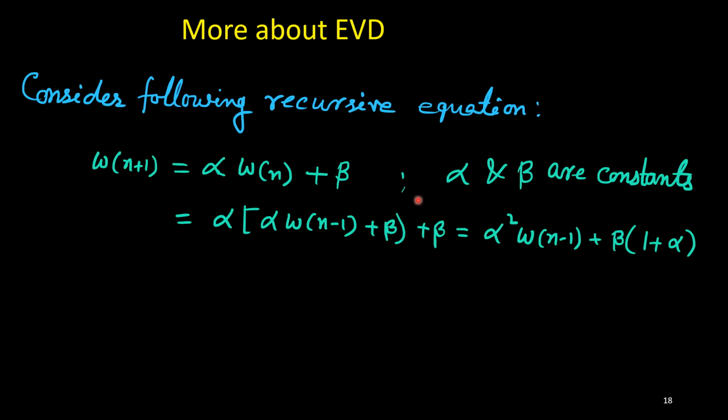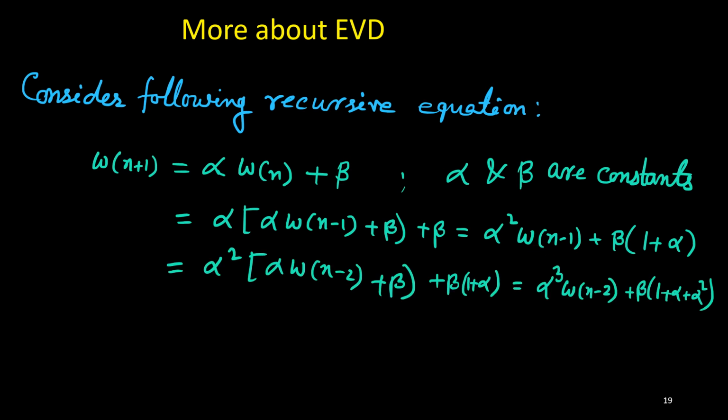Okay. So again, I can replace this Wn minus 1 by alpha times Wn minus 2 plus beta. Then again, if you simplify, this will become alpha cubed W of n minus 2. And here, this alpha squared beta is added with this 1. And beta you can take common. You will get 1 plus alpha squared.